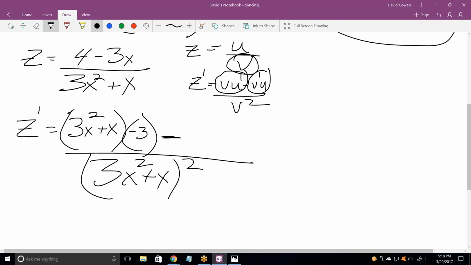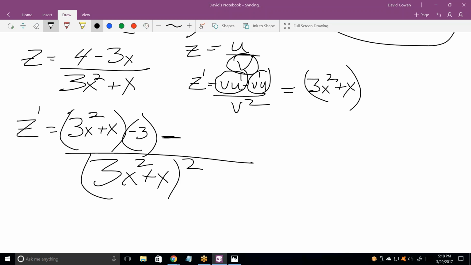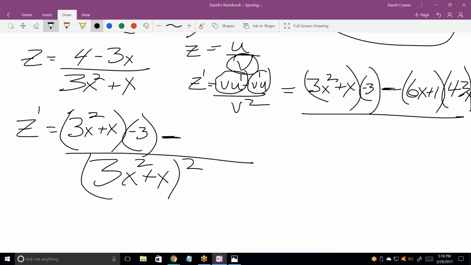So if I plug it in exactly as these say, well, the bottom is 3x squared plus x. The derivative of the top is minus 3. The bottom derivative is 6x plus 1, right? Yes. Times the top, 4 minus 3x, all divided by the bottom squared. Well, here's the bottom. If we square it, there you go.